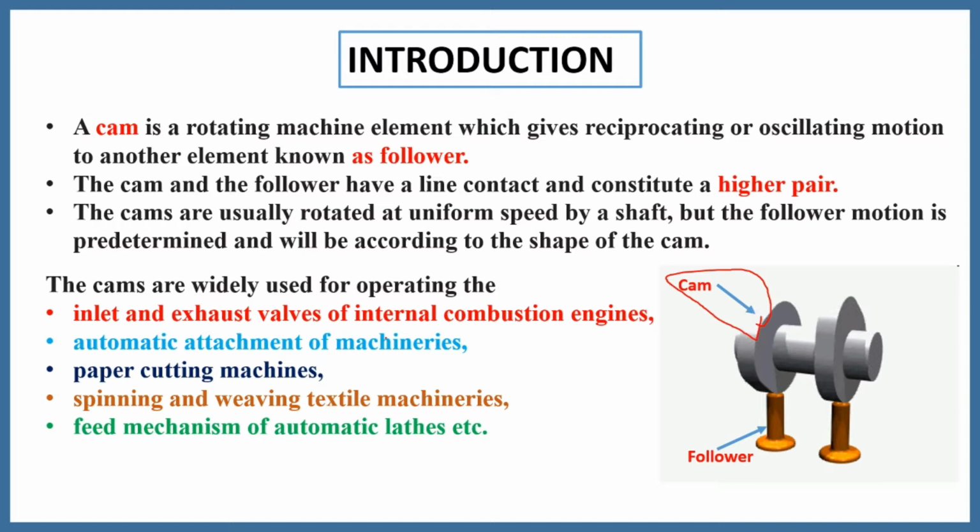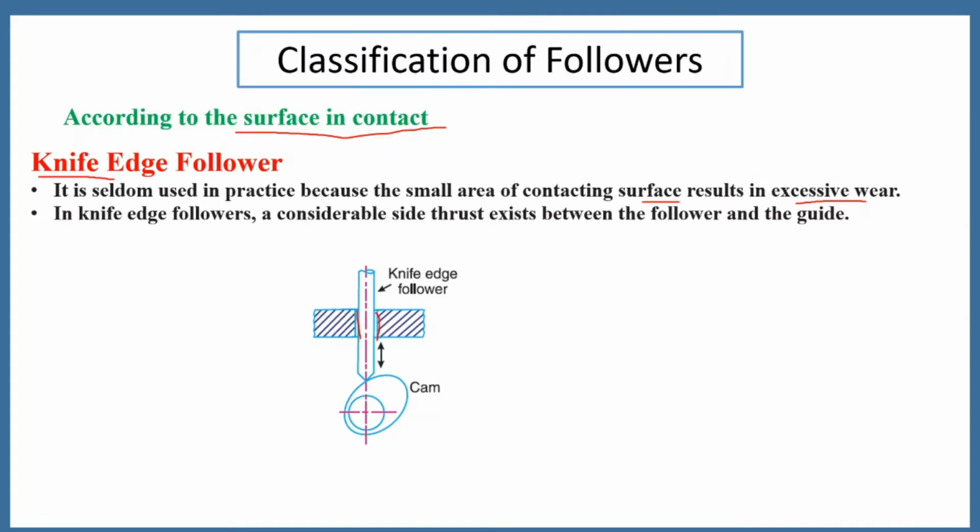The applications of cams and followers include the inlet and exhaust valves, automatic attachments for machineries, paper cutting machines, and spinning and weaving textile machines. That means after a particular interval of time, we need to perform a different task, and we have to integrate that task at a particular interval of time. For that, we need to use the cam and follower. Again, the feed mechanism of automatic lathes also needs the cam and follower.